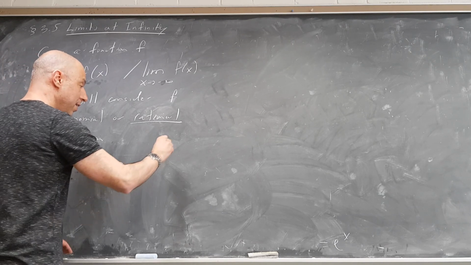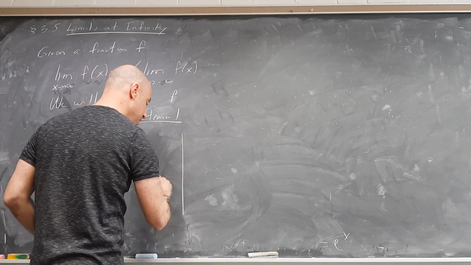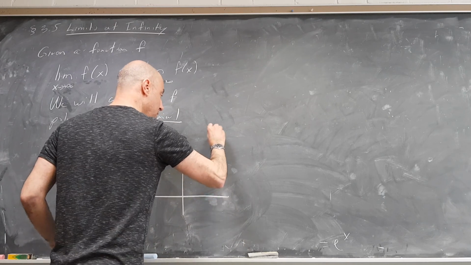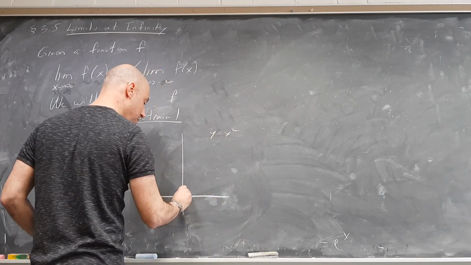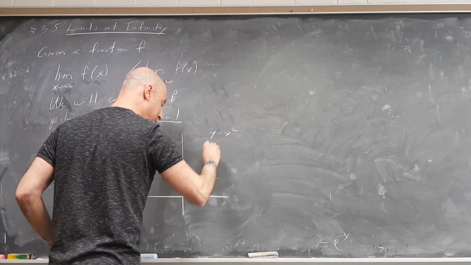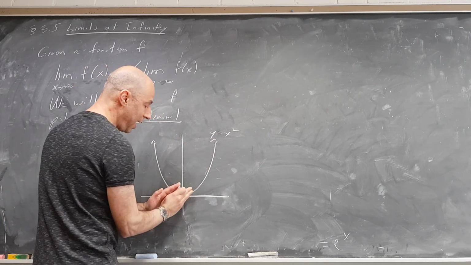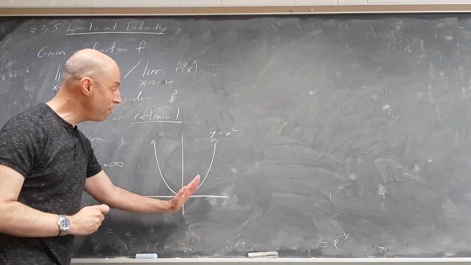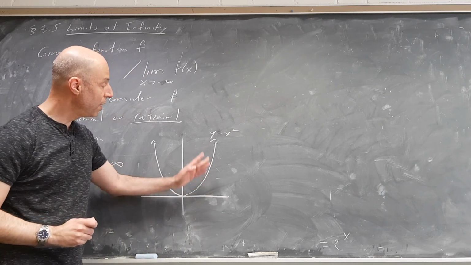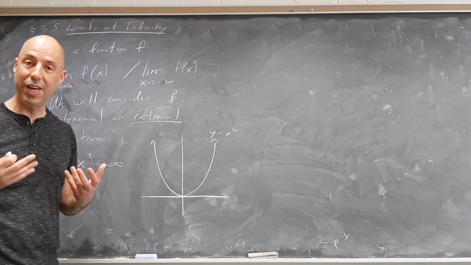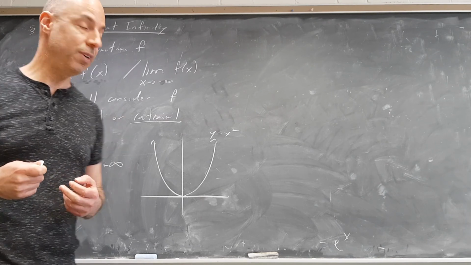And if we take a look at the curve y equals x squared, you know what that looks like. It's just a parabola. Then as x gets very big and positive, as we move to the right along this curve, you can see that the y values are also getting very big and positive.